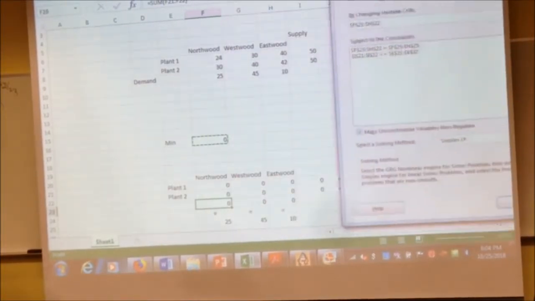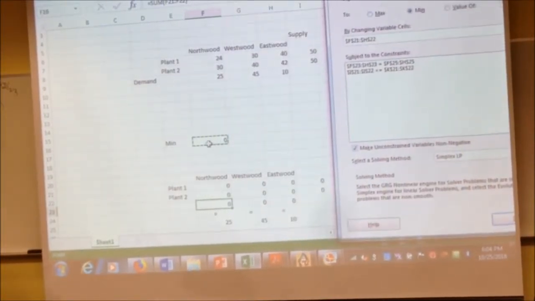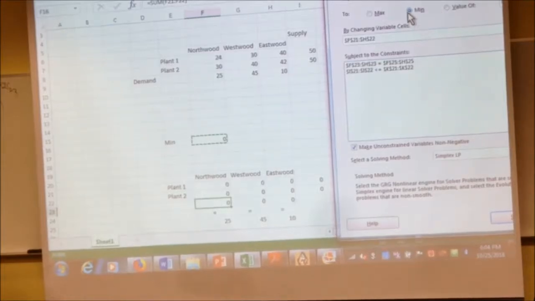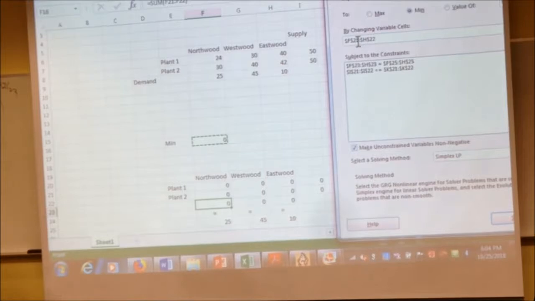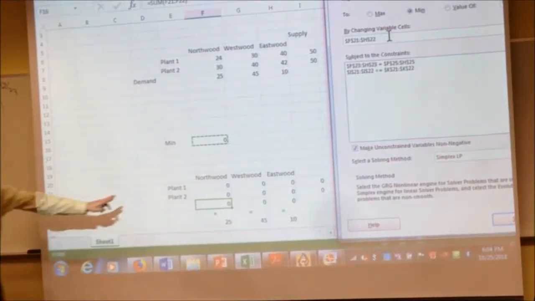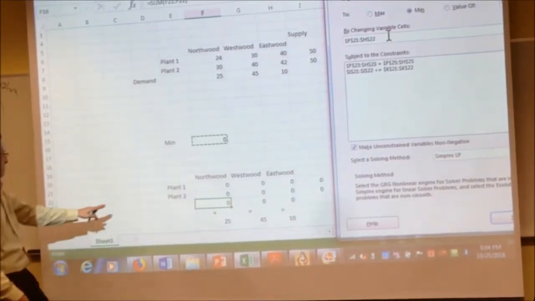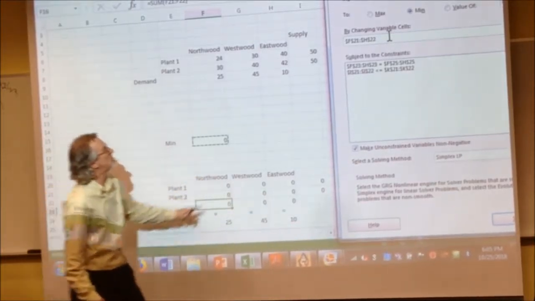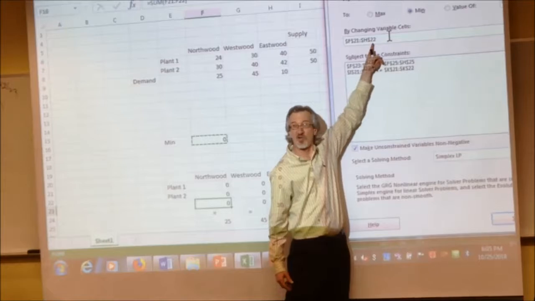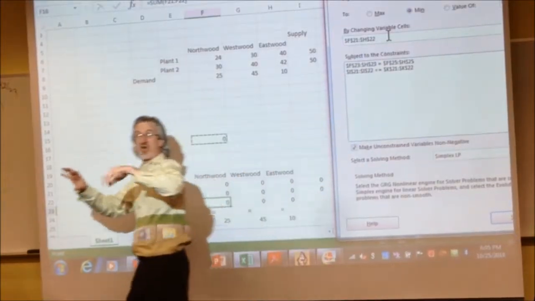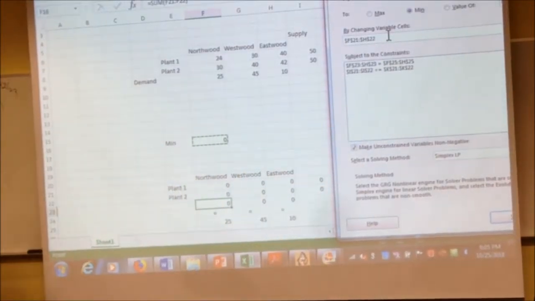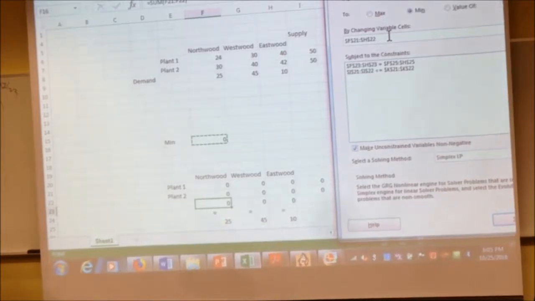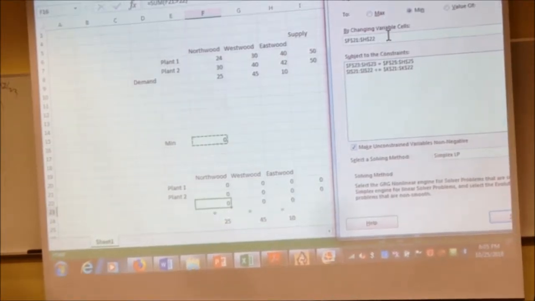First thing is, where's the objective function? Right there at F16. Next, this is a minimize. Where do you want the optimal solution, which is going to be right here, which is F21 all the way over here to H22. F21 all the way to H22. Those 6 cells are where Excel is putting numbers in so fast to figure out which combination of numbers is the absolute best.